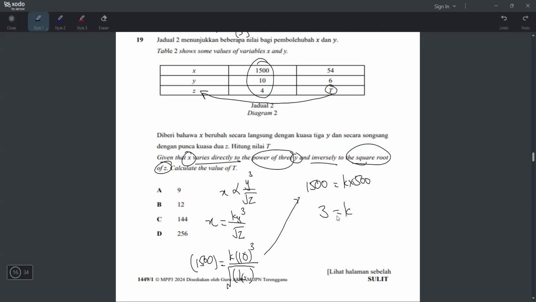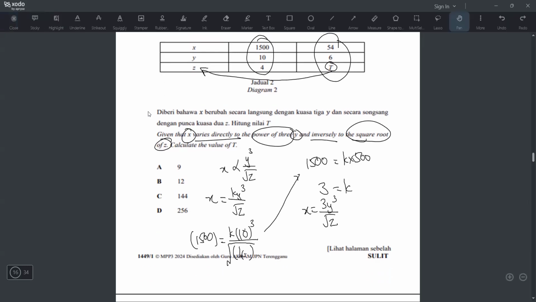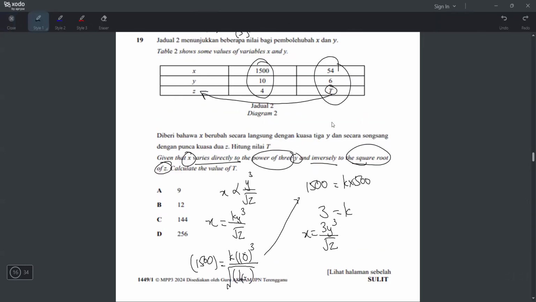Now it's time to put it back inside your equation and rewrite the whole thing. So X equals what? K, which is 3, Y power 3 over square root Z. Now you substitute this information inside. And when you substitute, you can find T already, because you already have your K. Imagine if you don't find your K first. Cannot lah. How can you?